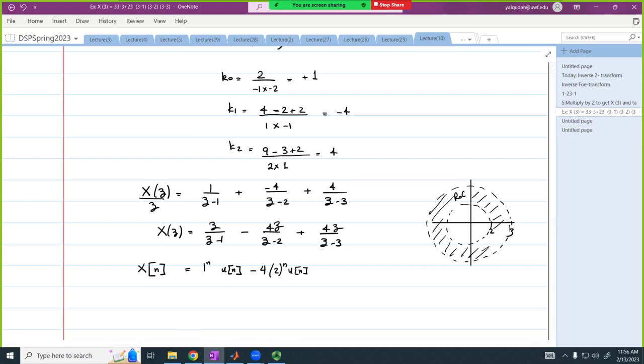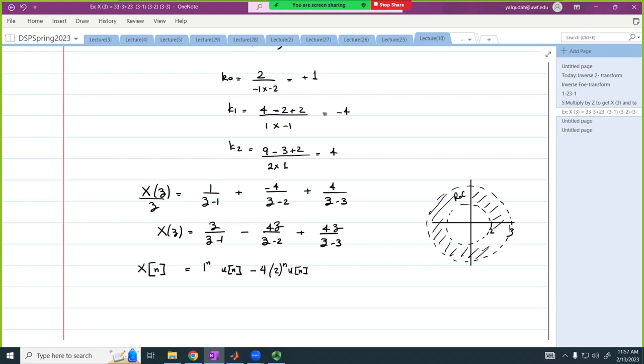What about the third term? Plus 4, 3 to the n, u of n. No. Because it is left-sided. Because the region of convergence of it is from 3 to the inside. Does that make sense? No. So when we calculate the inverse, we have to see the region of convergence. The 3, the region of convergence is to the inside of it. So this tells me this sequence is left-sided. Make sense? No.